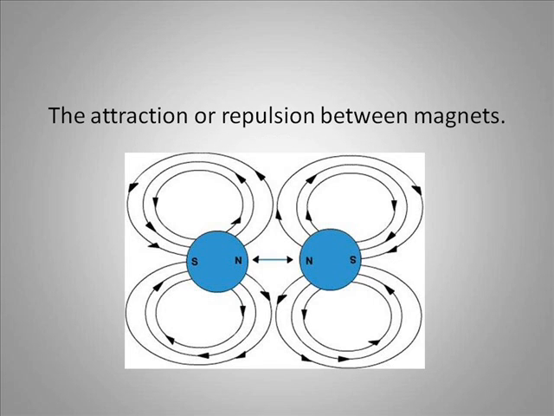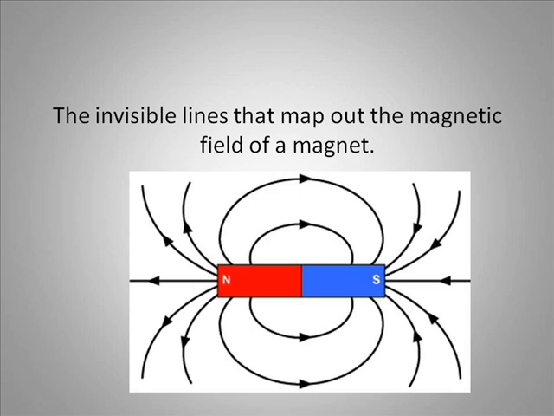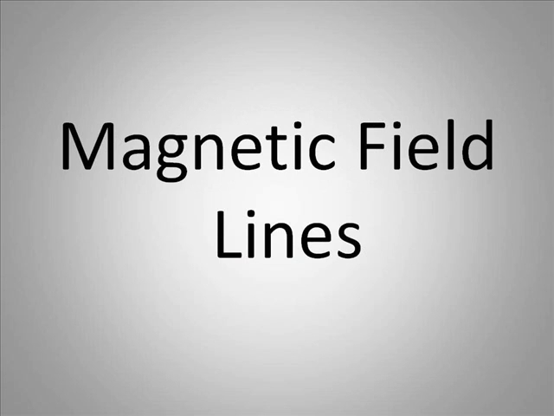Okay, we are almost finished. This vocabulary term is the attraction or repulsion between magnets. If you said magnetic force, you are correct. I had you draw these in class. These are the invisible lines that map out the magnetic force field. If you said magnetic field lines, you are correct. Good job.